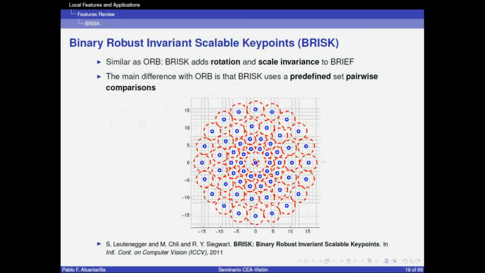A similar method is BRISK, the Binary Robust Invariant Scalable Keypoints. BRISK is very similar to ORB since it adds rotation and scale invariance to BRIEF. However, there is an important difference with respect to ORB: BRISK uses a predefined set of pairwise comparisons. For example, you can see the sampling pattern in this figure. The blue circles are the positions of the points in the patch from which we are going to obtain our binary descriptors, and we perform pairwise binary comparisons with these points. The red circles show that at each point, the intensity is weighted by a Gaussian kernel with a different standard deviation, so bigger circles weight a bit more the intensity around that key point.